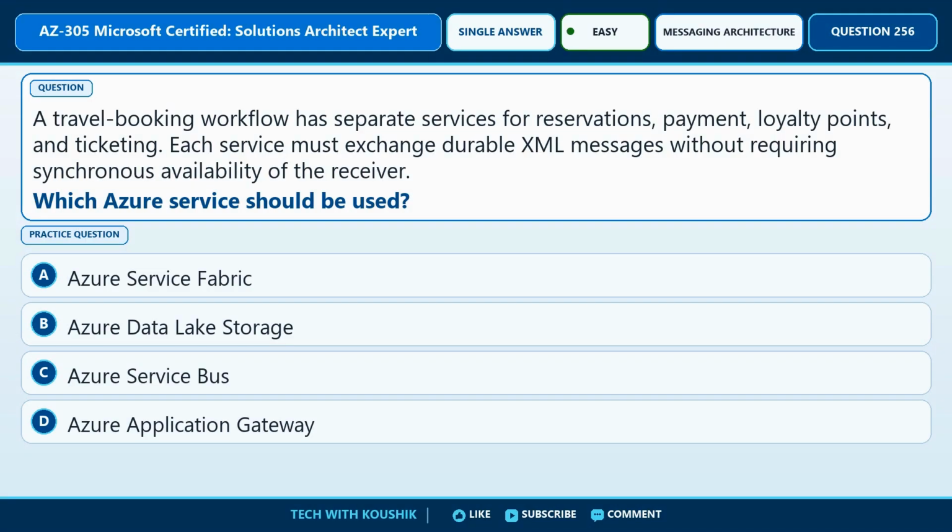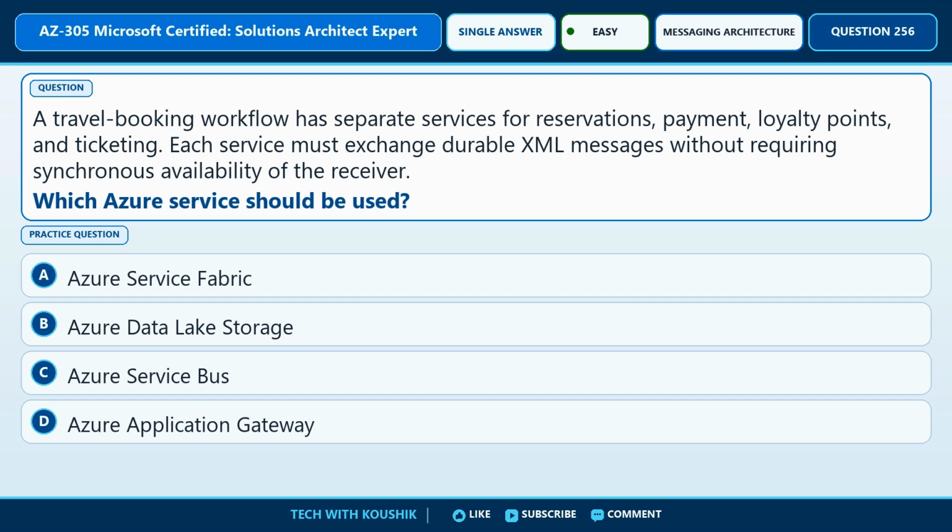The next key item is question number 256. This question moves us into messaging architecture. This scenario establishes the key requirement. A travel booking workflow has separate services for reservations, payment, loyalty points, and ticketing. Each service must exchange durable XML messages without requiring synchronous availability of the receiver. Which Azure service should be used?